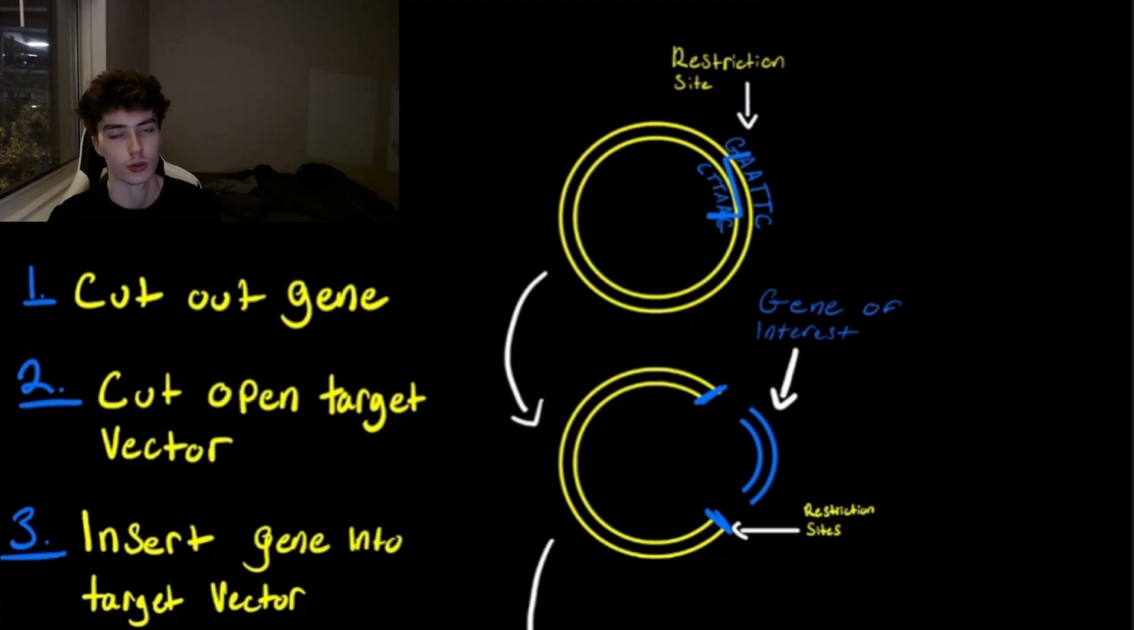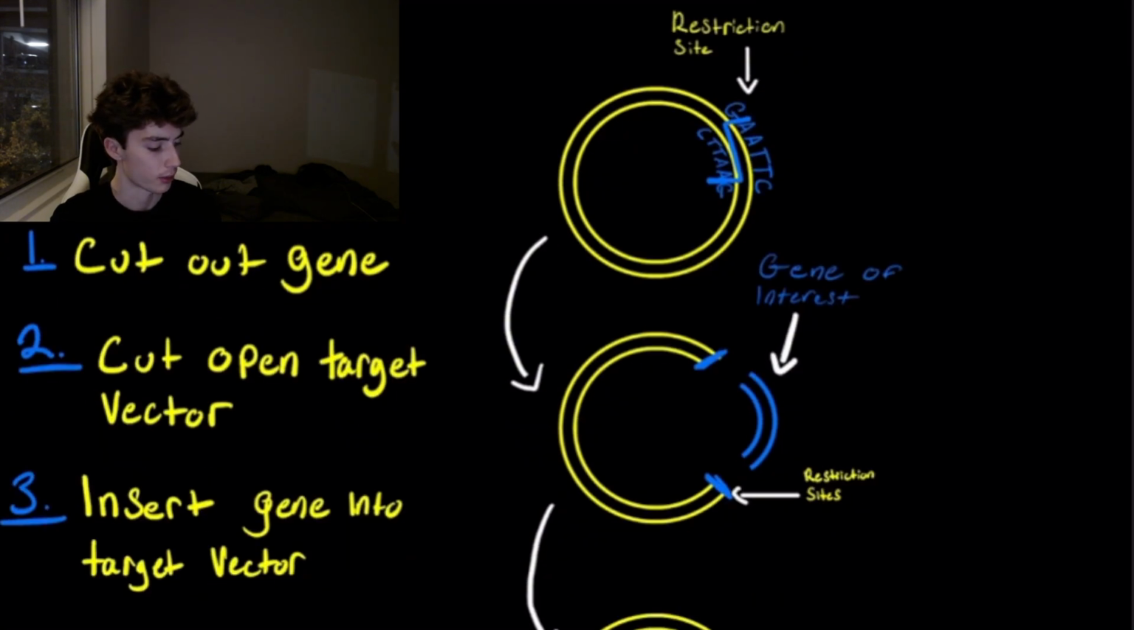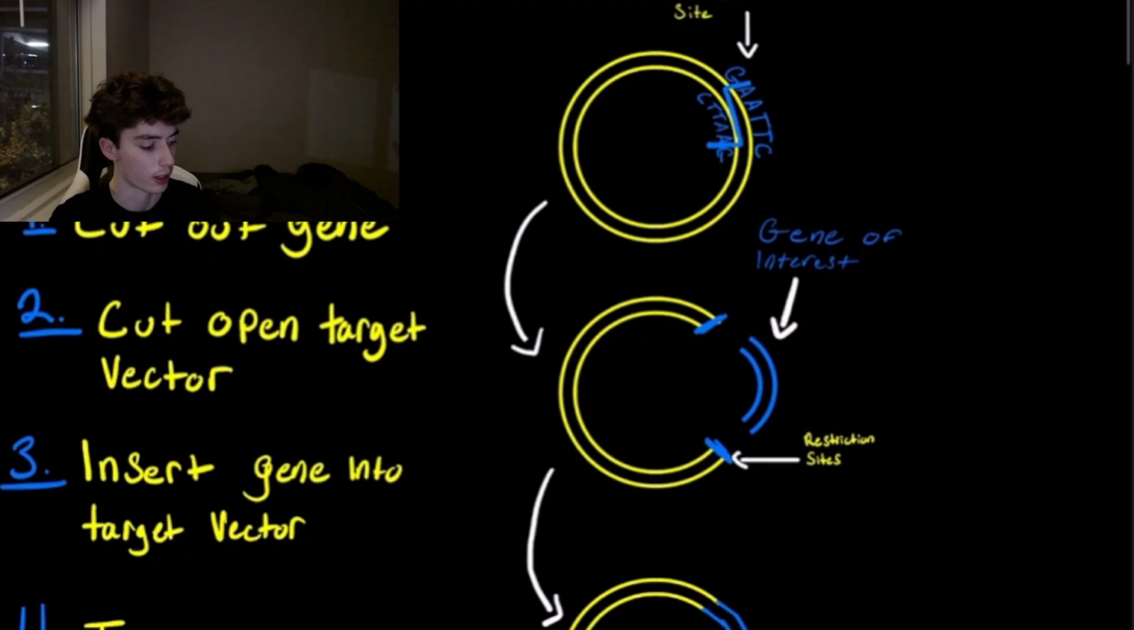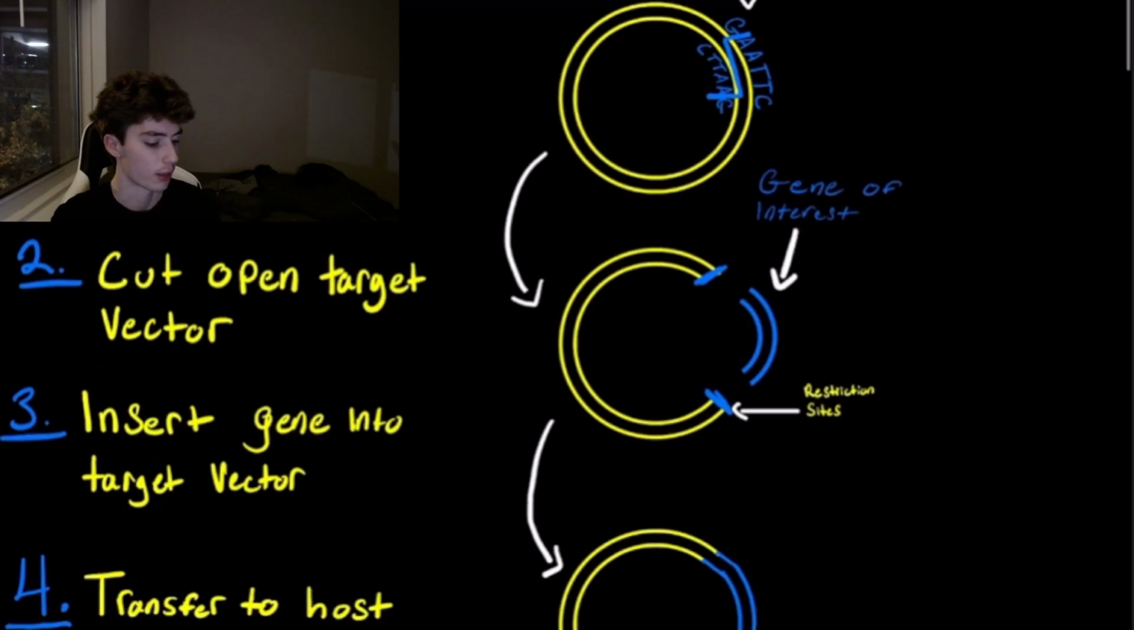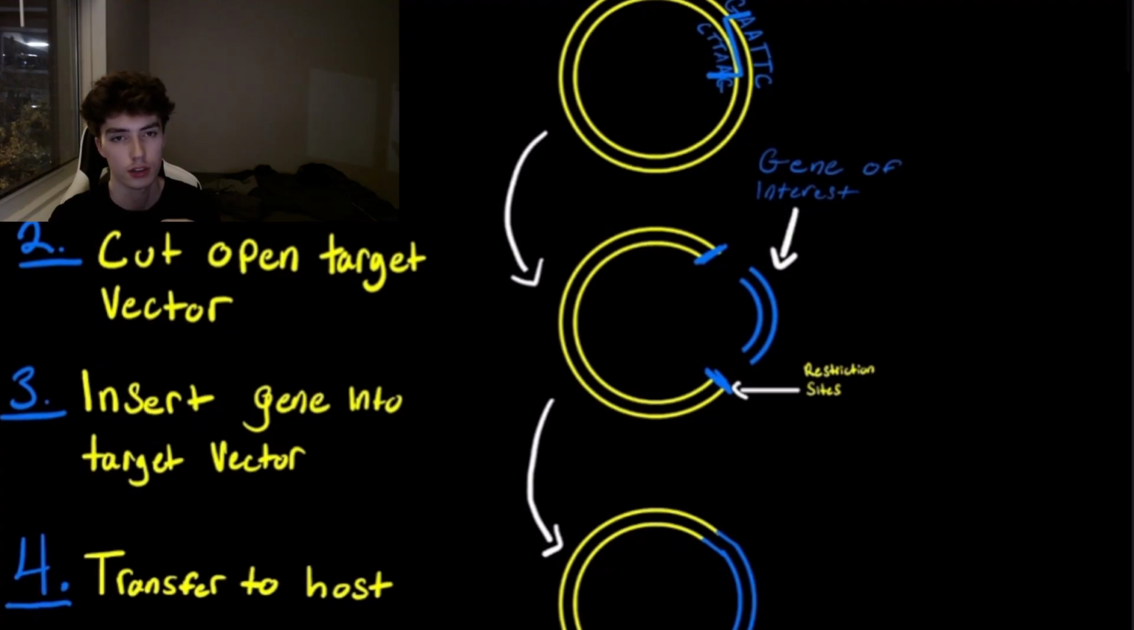So your step one is using those restriction enzymes, cutting at those restriction sites, and then taking that gene and inserting it into your vector, which leads me to my step two. Step two would be to cut open the target vector using those same restriction enzymes. So those restriction enzymes you used in step one, you're going to use to cut open your vector in step two. And then in step three, you're going to insert your gene of interest into the vector. So in step two, you create blunt or sticky ends, which is going to allow the gene of interest to fit into the vector. And then ligase is going to come in and seal it up.